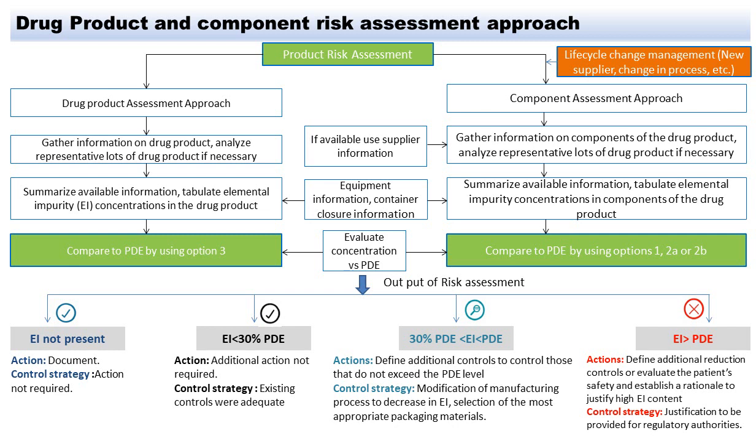If elemental impurity is less than the PDE but greater than 30% of the PDE, then we should modify the manufacturing process to decrease the elemental impurities. If elemental impurity is greater than the PDE, then we should evaluate the patient's safety and establish a rationale to justify the high levels of elemental impurity, and justification is to be provided for regulatory authorities.